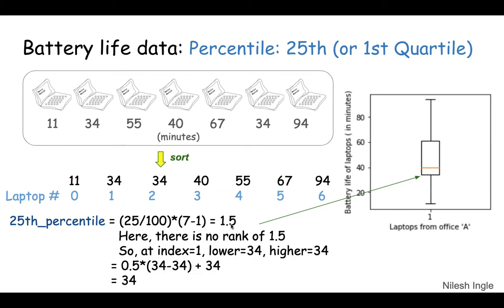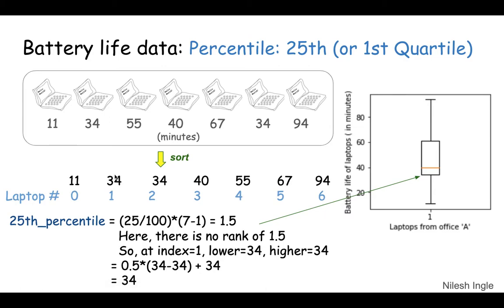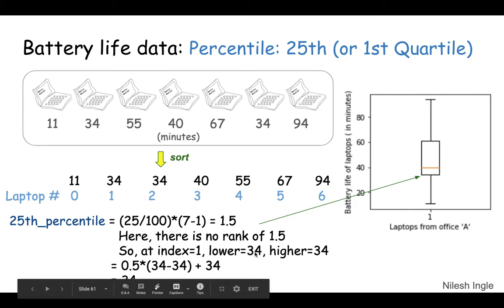Now there is no observation at rank 1.5. We either have 1 or we have 2. There is no 1.5 there. So what do we do? To proceed, we use this 1 and this 0.5 separately. We take the part to the left of the decimal, which is 1. So we look at index 1 and find the value at that index. Here it is 34. We label it as lower, as we see here. Lower is equal to 34.